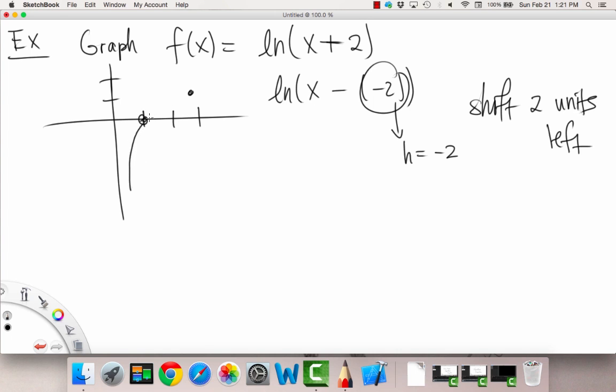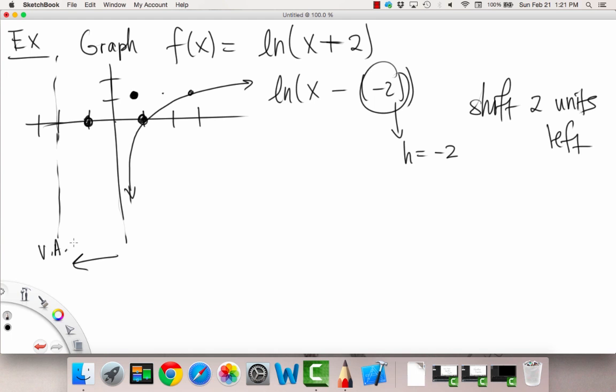So we have something that looks like this for ln of x, the normal one, and our vertical asymptote is at 0, right? And then if we move all of these points left by 2, this 1 comma 0 is going to move to negative 1 comma 0. This 2.71, or like e comma 1, is going to move to e minus 2 comma 1, so somewhere right here. You just move everything to the left by 2. And then also our vertical asymptote travels to the left 2 as well.